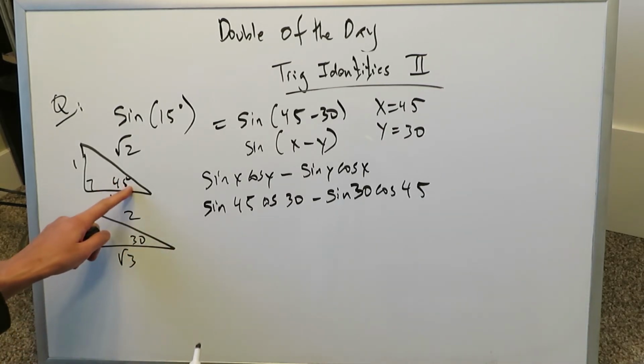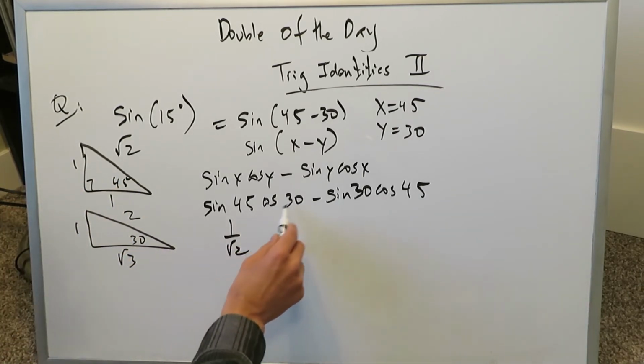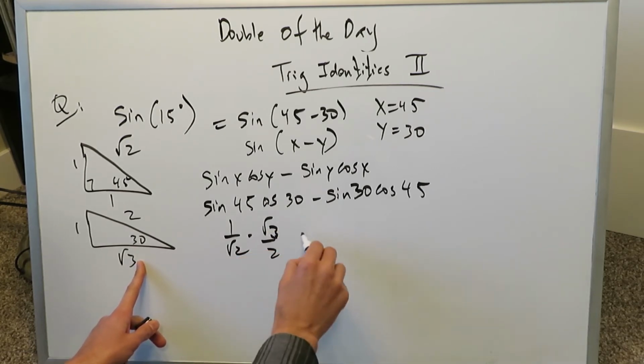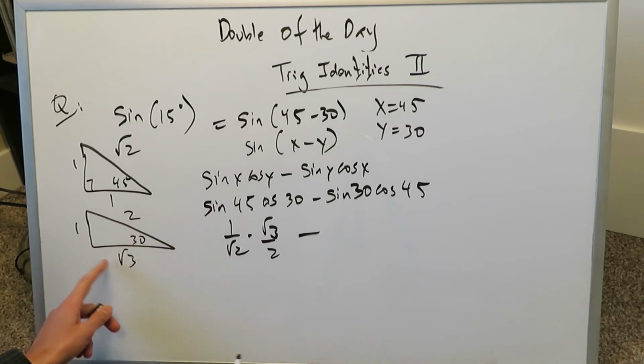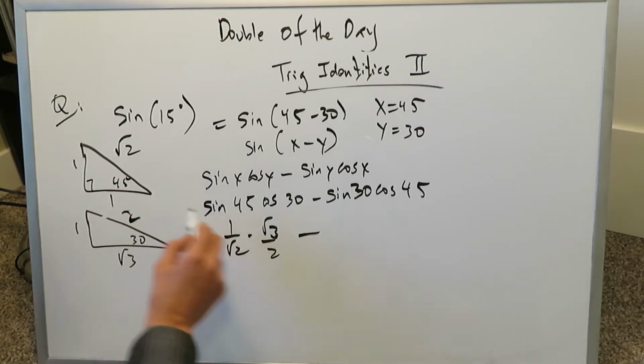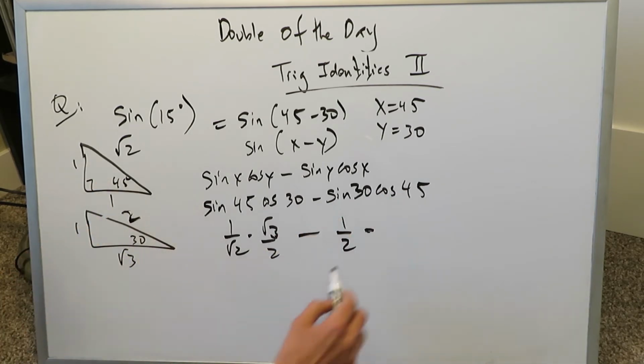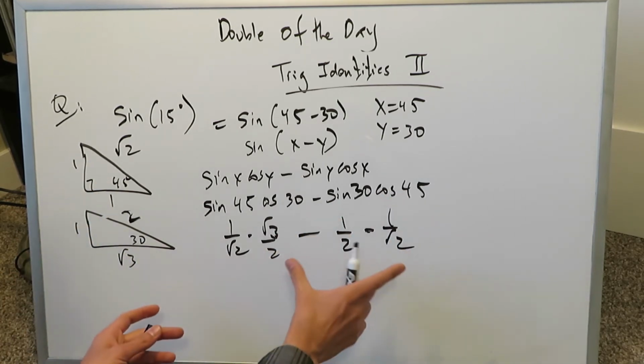Sine 45, 1 over root 2. Cosine 30, root 3 over 2. These are multiplying. Minus sine of 30, 1 over 2. I was a little enthusiastic over there. And cosine 45 is 1 over root 2. Compute all of this.